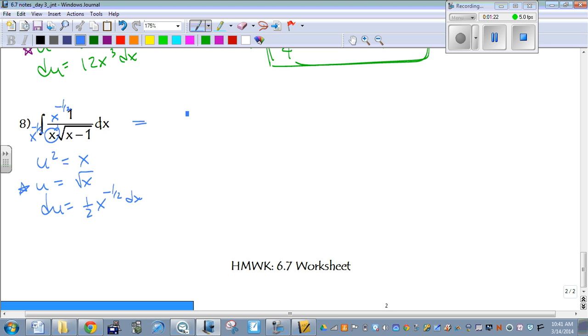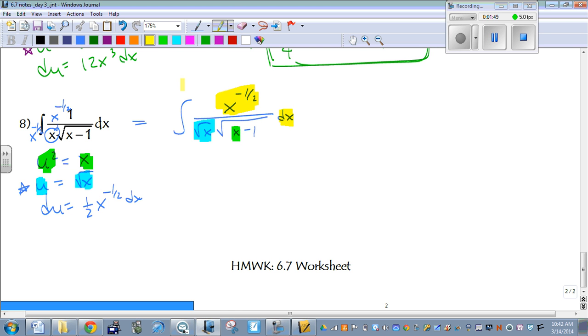So now we have the antiderivative of x to the negative 1/2 over x to the 1/2, or square root of x, times square root of x minus 1 dx. So this is our u, this is our u squared, and then our du, we have the x to the negative 1/2 and the dx. All we're missing is the 1/2, so we're going to multiply the inside by 1/2 and the outside by 2. Now all of the yellow part becomes our du.